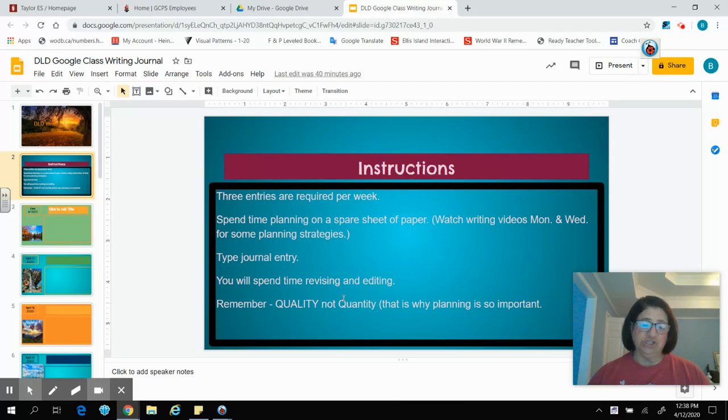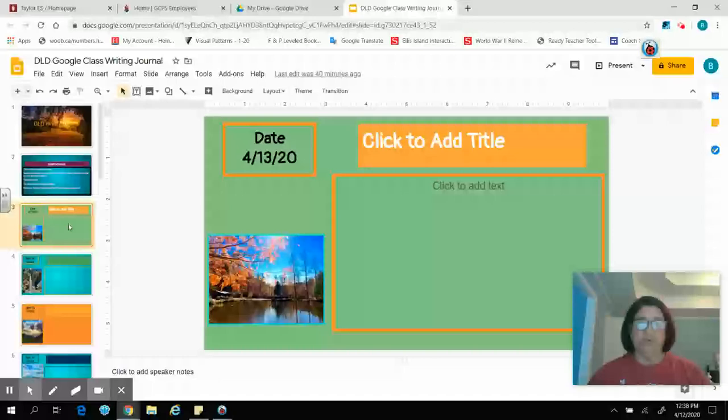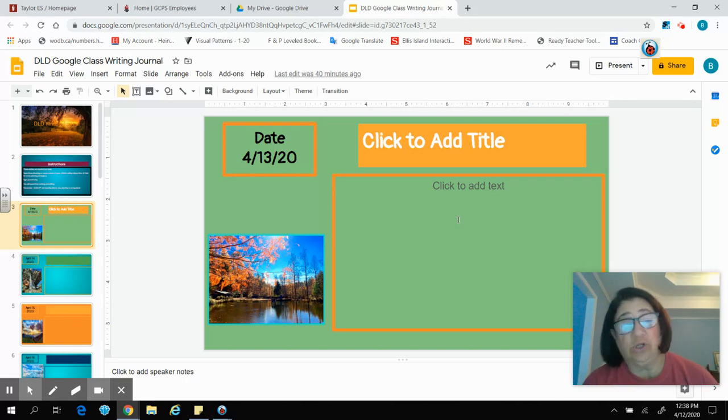There's instructions. There's a bar where you add a title. They already are dated, and then you add your text. If you want to design your own Google writing journal, some of you are very creative, using Google Slides and designing it your own way, you're more than welcome to do that too.